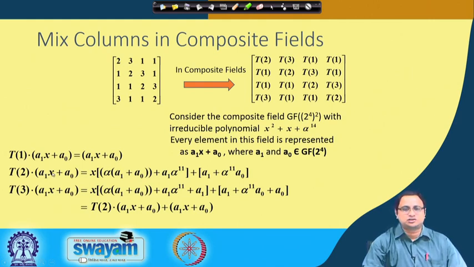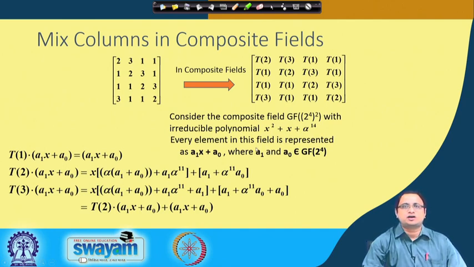converted back into the field GF2 power of 4 square by taking an XOR, or by considering modulo with this polynomial, which is an irreducible polynomial of the composite field GF2 power of 4 square. So, what is the polynomial? X squared plus x plus alpha power of 14. So, therefore, whenever you get x squared, you substitute that with x plus alpha power of 14.